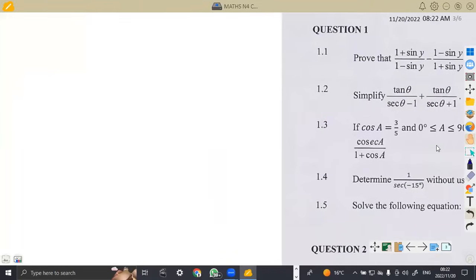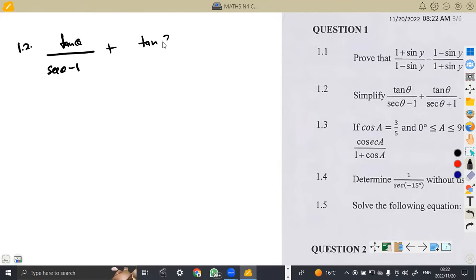There it was just a matter of adding the two. So I'm just going to rewrite this part here. That's 1.2. So we are given tan theta over sec theta minus 1, plus tan theta over sec theta plus 1. So it had the same concept like what we had before, but we can just simplify like what we did in the previous part on subtracting, but this time you're adding.